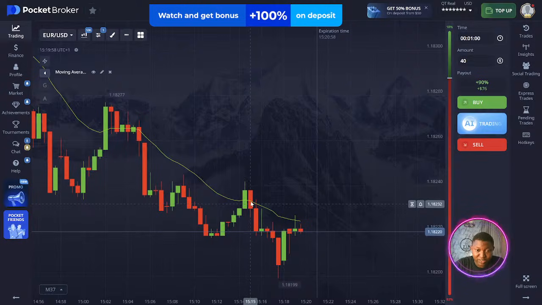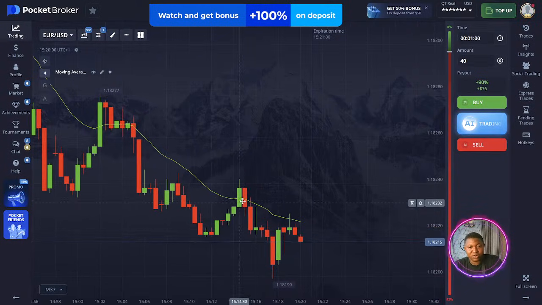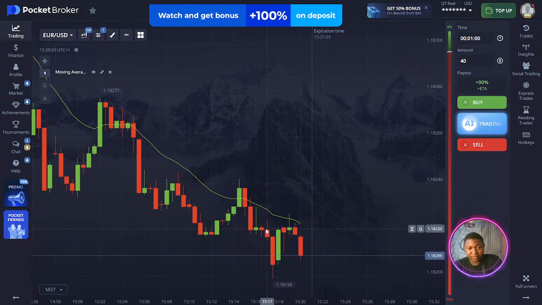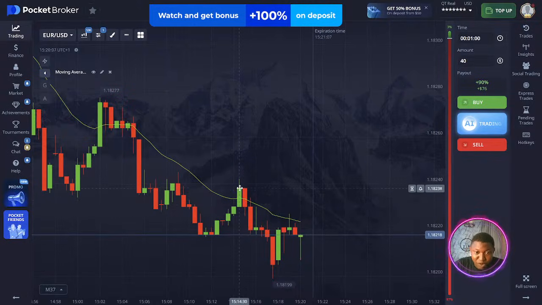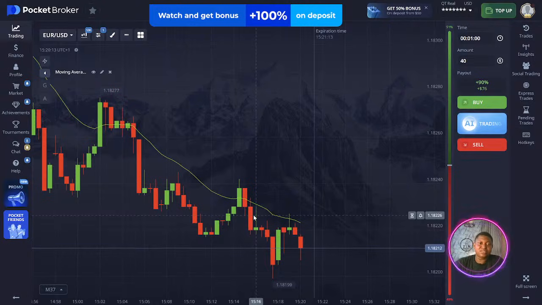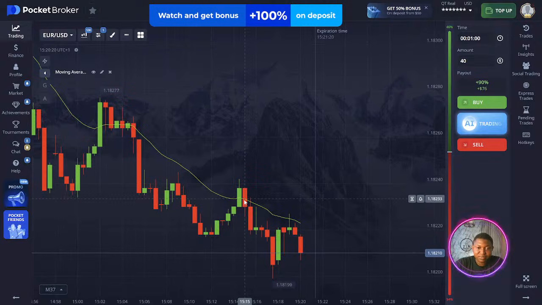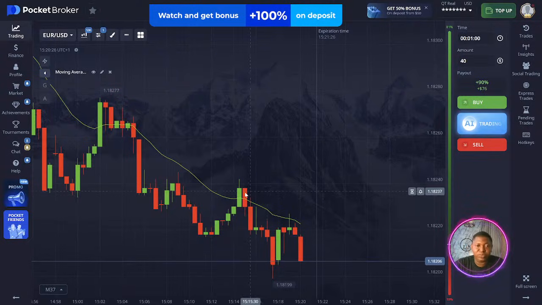Look, remember it crossed here. So if we had entered when it crossed here, we would have made profit by now. No, we would have lost. It came up and then went down. That is why you have to wait for the candle to close. You see the candle close with a red bar. If this candle had closed with a green bar, then we would have made profit. But it closed with a red bar, although we didn't enter this trade.